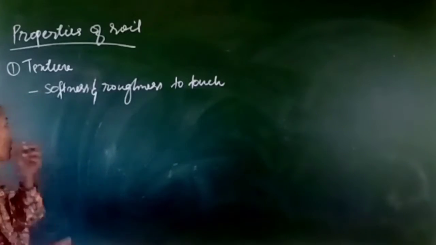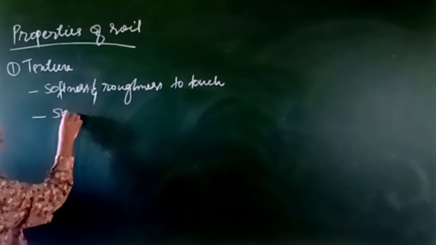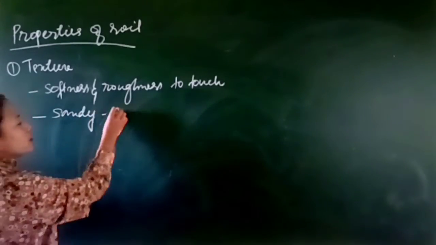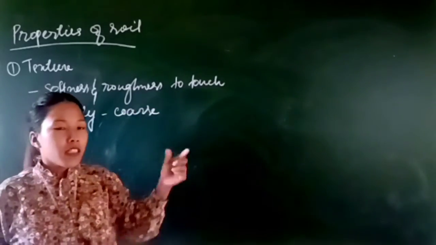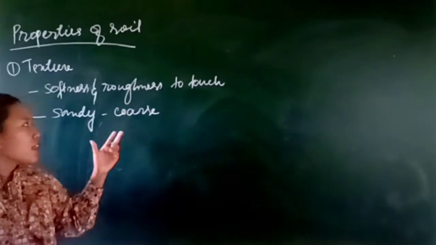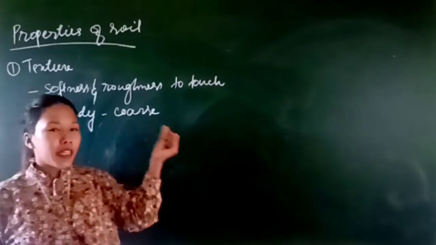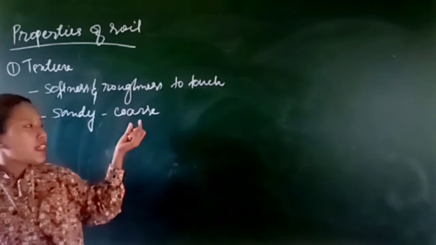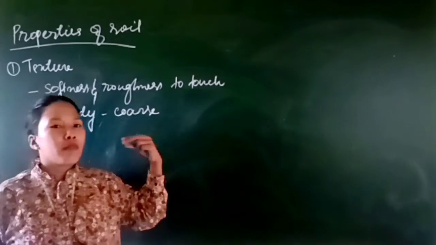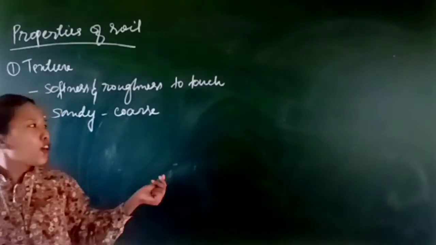If you take the example of sandy soil, then sandy soil will be very coarse. If you touch this sandy soil, you will find big particles. In the previous topic, we have seen that sandy soil has big particles. Since the soil particles are big in sandy soil, it is coarse and rough when we try to find out the texture of the soil.